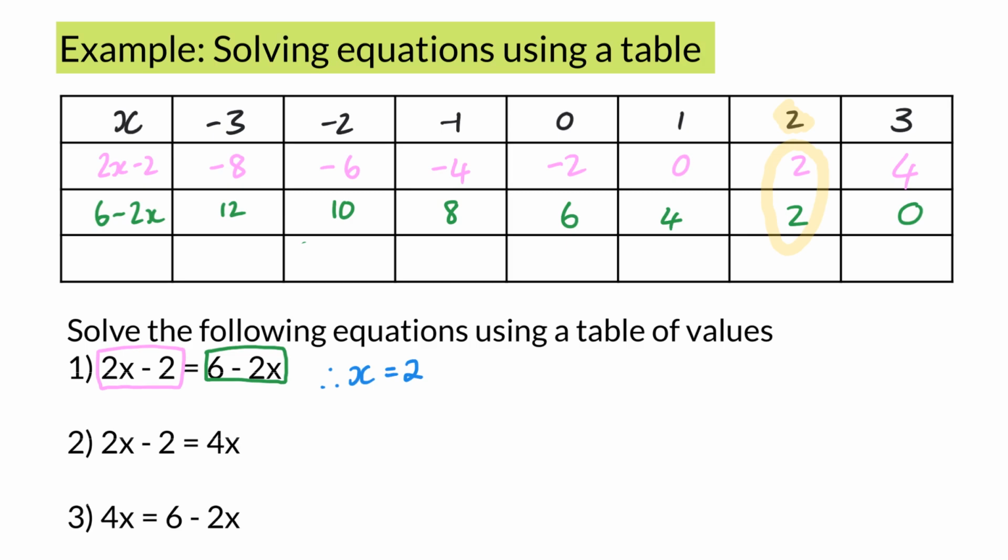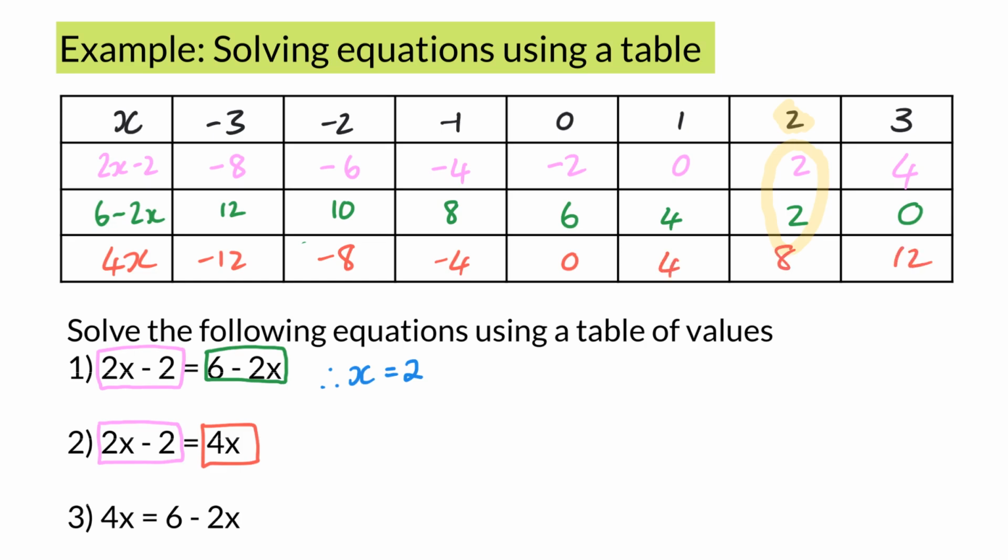2x minus 2 is equal to 4x. Now I've already listed the expression 2x minus 2 on my table, as well as a group of output values for it, but I don't have the expression 4x, so let's add that in. 4x, and 4 times negative 3 is negative 12, 4 times negative 2 is negative 8. Let's complete this quickly.